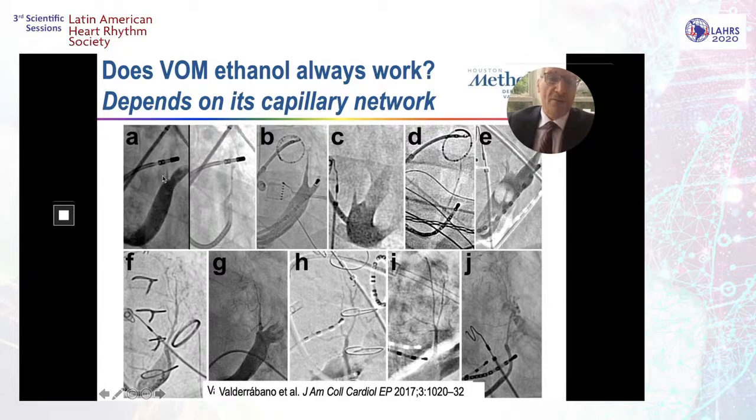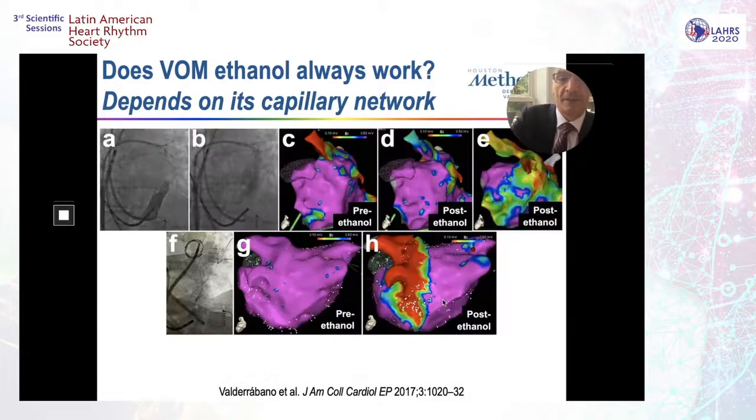And if you have a vein of Marshall like this one with no capillary branches, you may not get a significant effect. These are examples on top of very limited branching and limited capillary networks of vein of Marshall. And in the bottom, we have another 5 examples of vein of Marshall with abundant capillary networks and associated myocardial branches that will lead to a much more pronounced therapeutic effect. We published a large series of anatomical variants of vein of Marshall 3 years ago in JACC-EP.